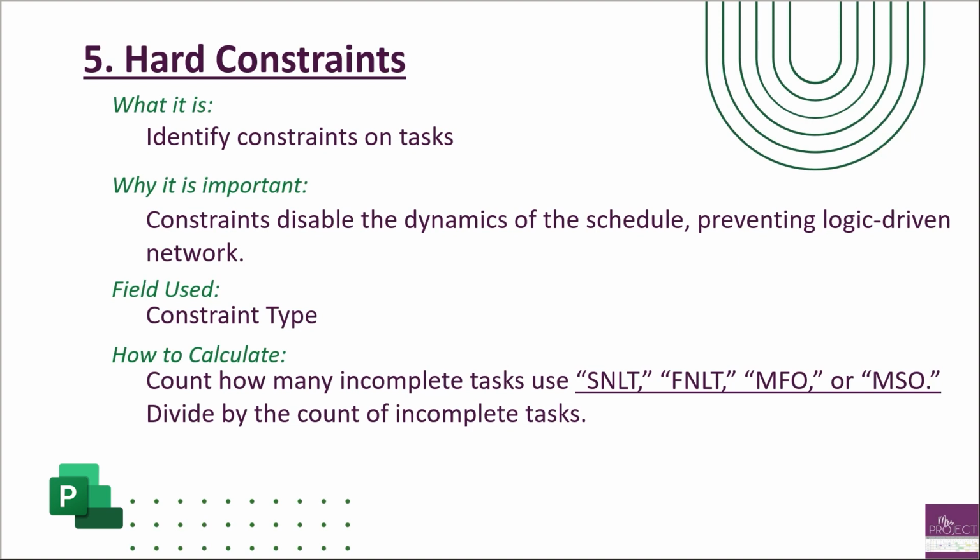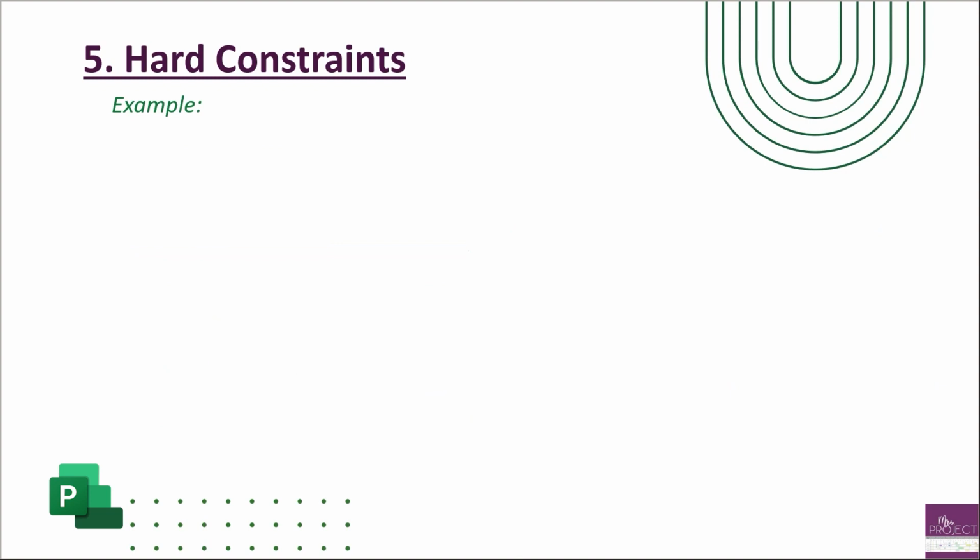So you're going to count how many have that type of relationship, and then you're going to divide that count by the incomplete tasks. This metric is looking at incomplete tasks. DCMA does have a goal: you need to work towards getting less than 5% of your tasks to have these hard constraints. And again, start no earlier than and finish no earlier than are not part of the calculation.